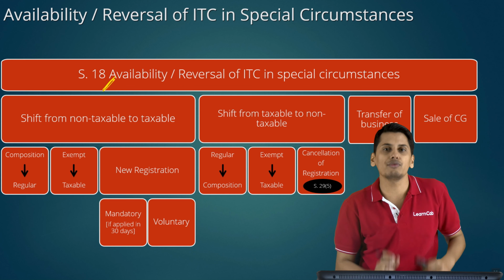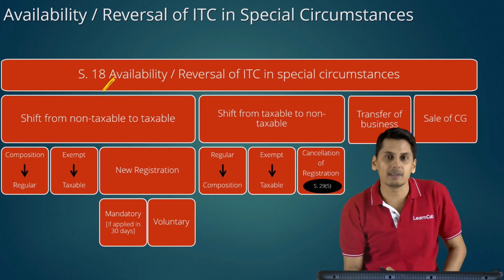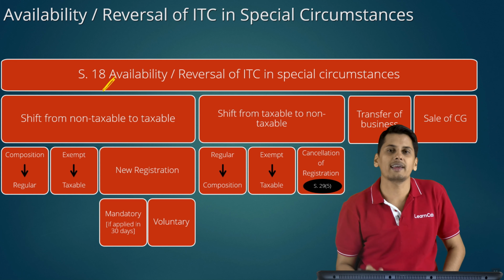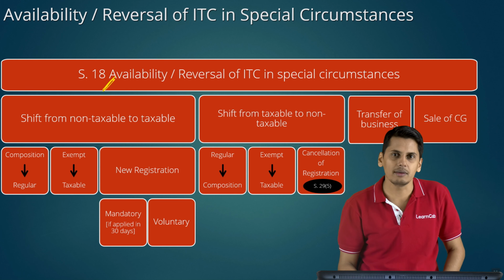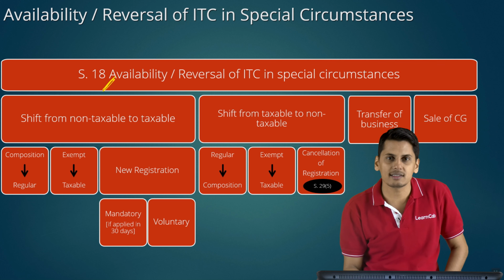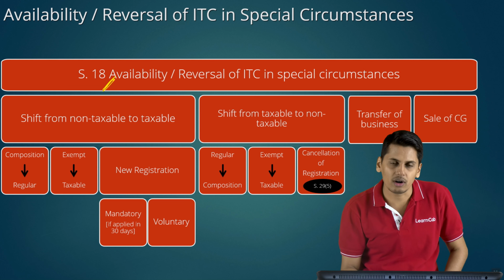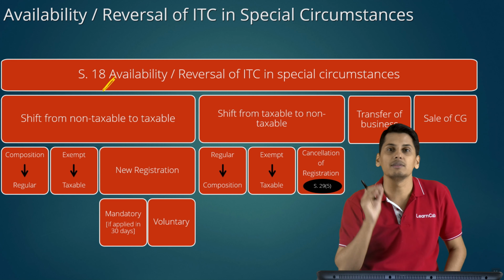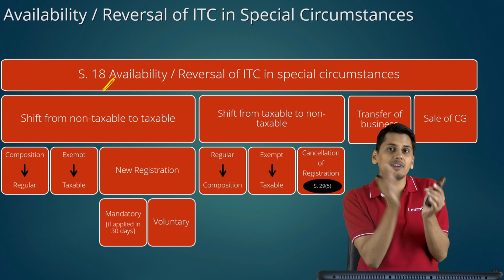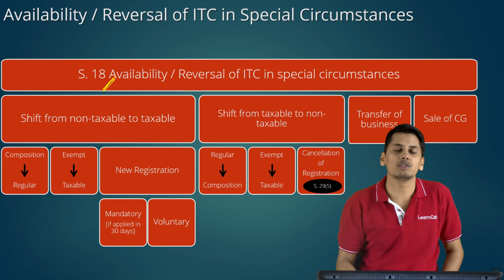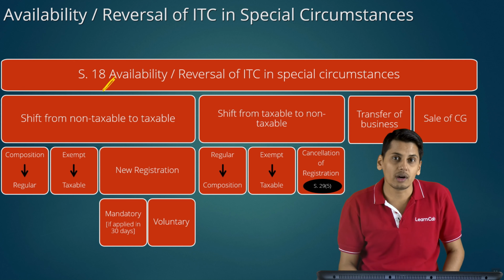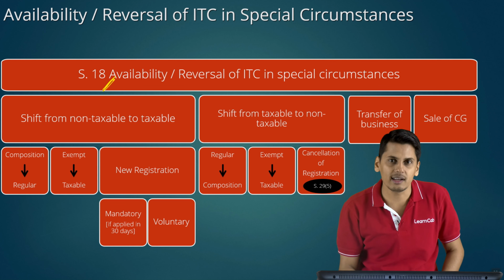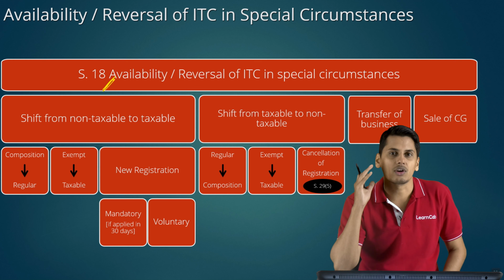Initially, you are not eligible for credit because at that time your product was exempted, or you were opting to pay taxes under section 10, the composition scheme. But later on, you switch gears, your product becomes taxable, or you start paying taxes under the regular scheme, section 9. So you become eligible for credit. So friends, after the initial availment, there are certain situations which arise, which warrant a relook at the credits which are taken, or a relook at the credits which are not taken.